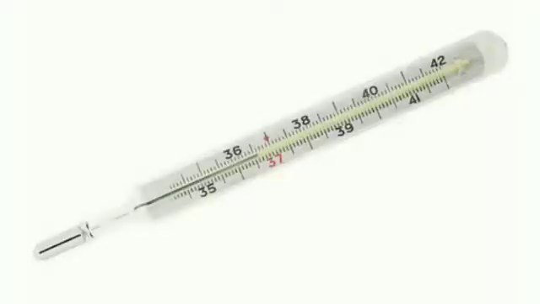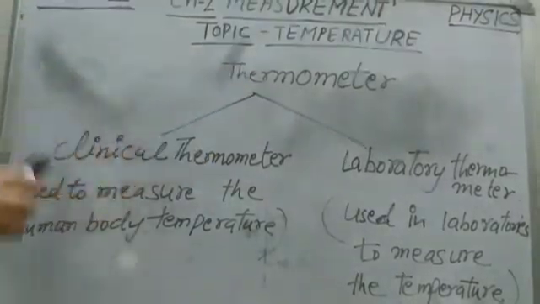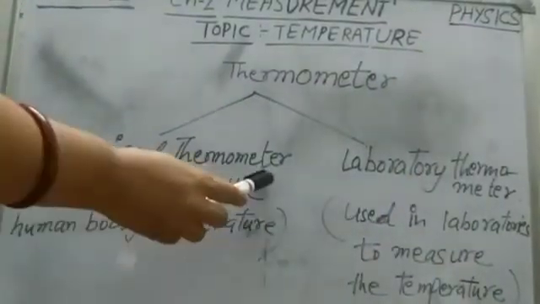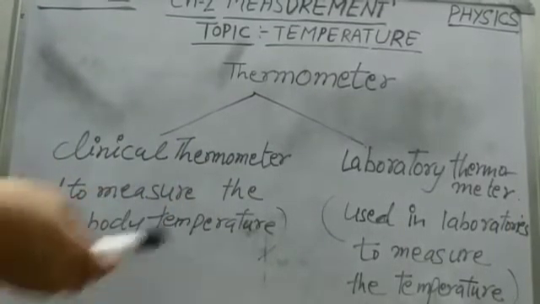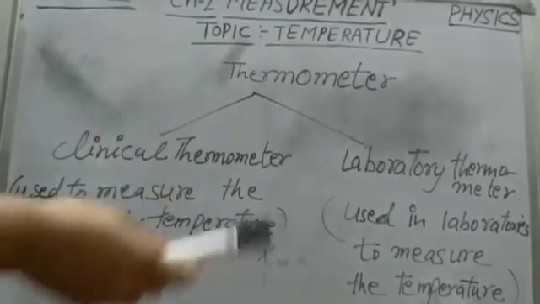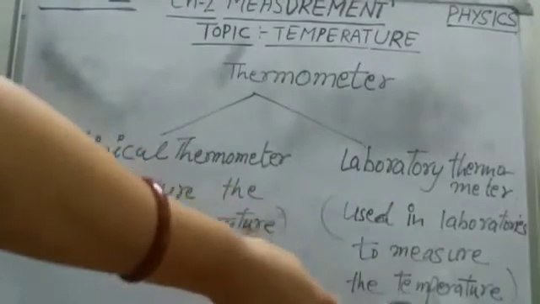A thermometer consists of a long narrow uniform glass tube called the stem. The scales in which the temperature is measured are marked on the stem. At the end of the stem there is a small bulb which contains mercury. Thermometers are of two types. One is the clinical thermometer and the second one is the laboratory thermometer. Clinical thermometers are used to measure the human body temperature at home, in clinics and hospitals. This is also called the clinical doctor's thermometer. The second one is the laboratory thermometer. These are used in laboratories to measure the temperature.